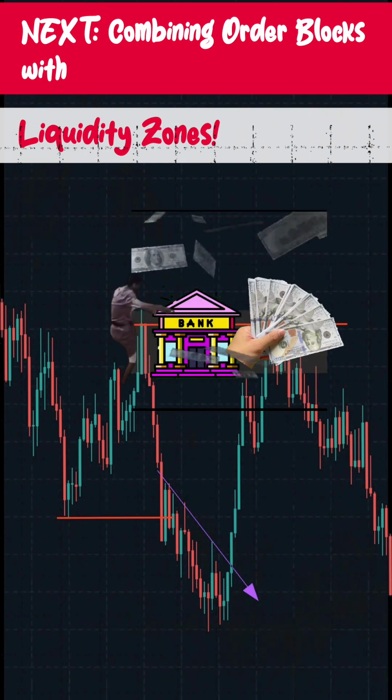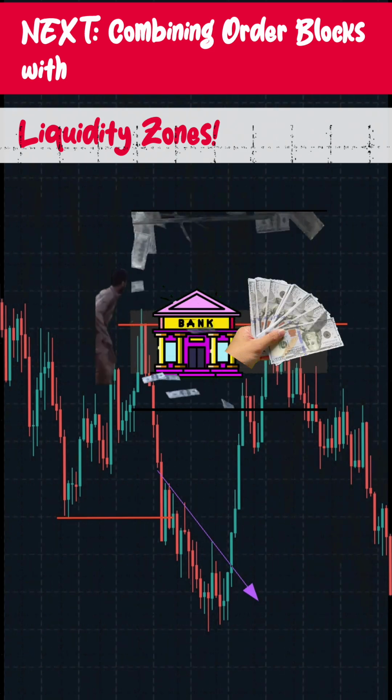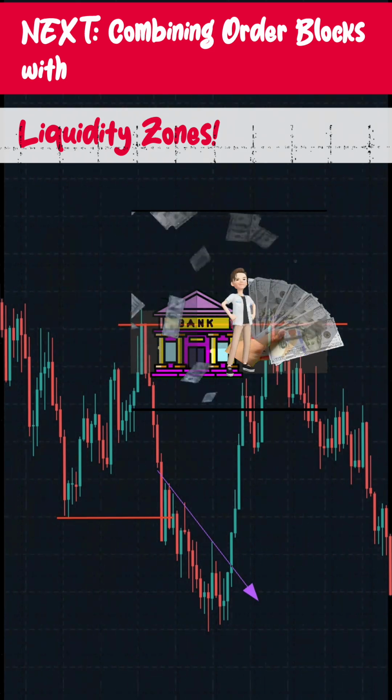In our next chapter, we will combine order blocks with liquidity zones to create a powerful system that will make you unstoppable.